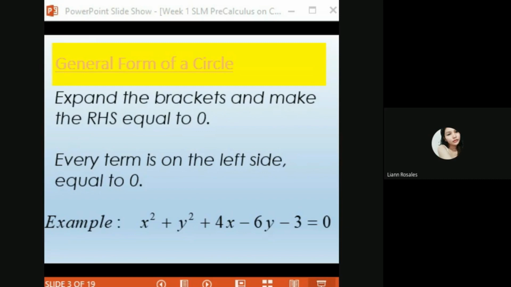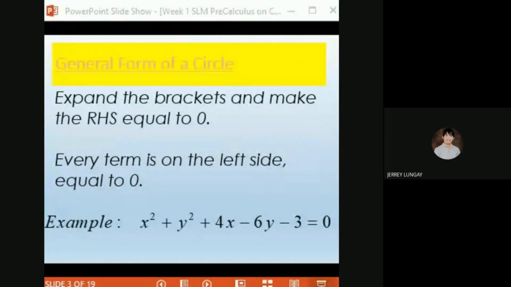Sir, I'm not sure, sir, but... Okay, what is your answer, Leanne? Because it is equal to zero, sir. Okay, that is correct. Very good. I will give you 10 points for that.